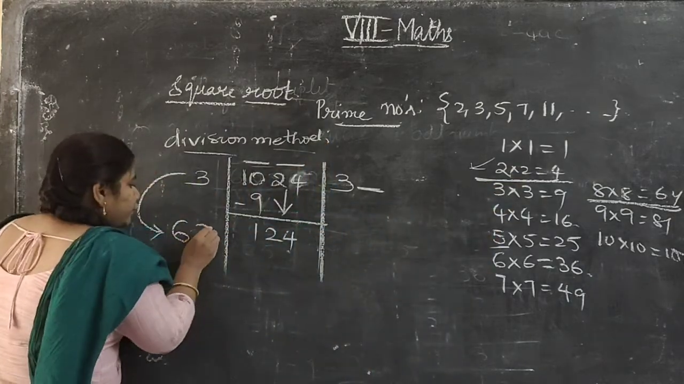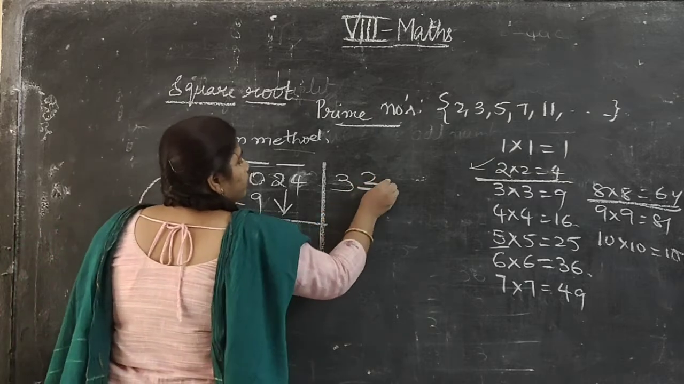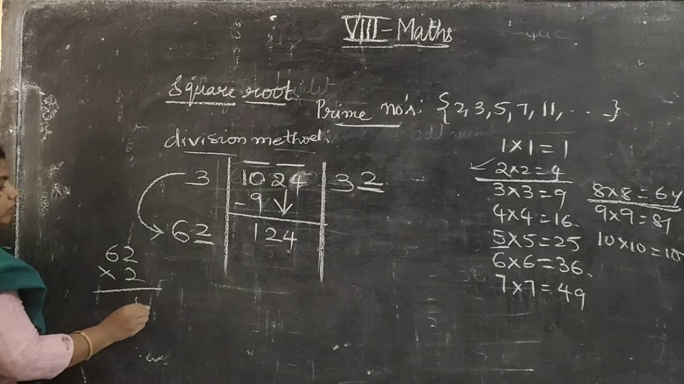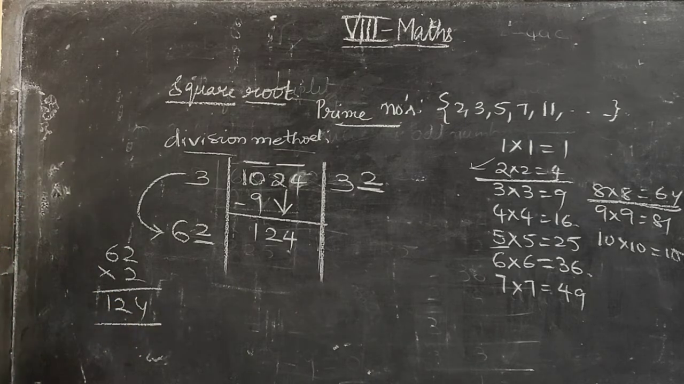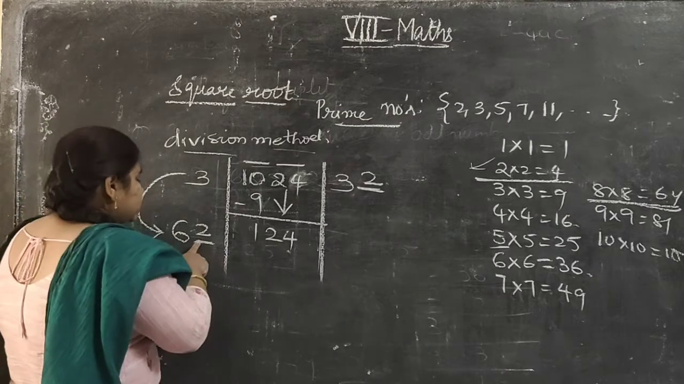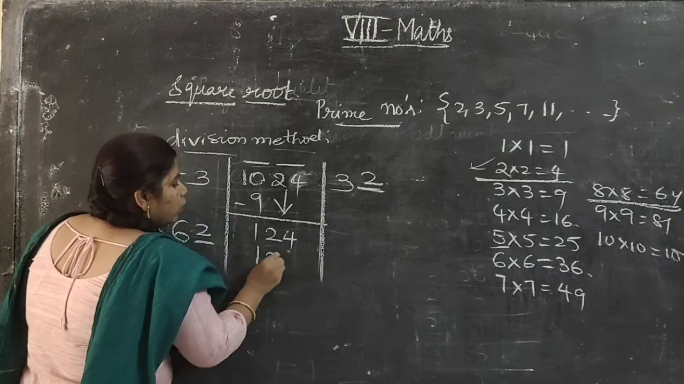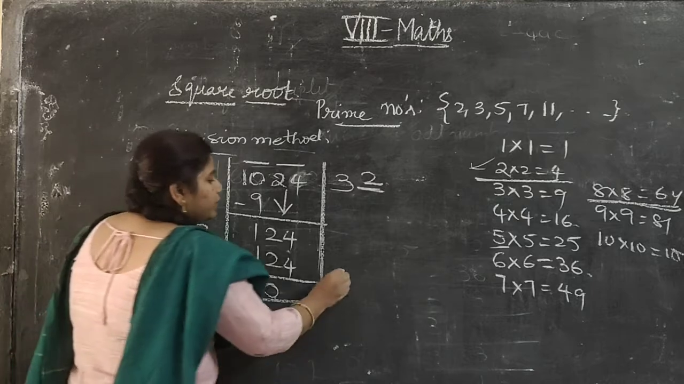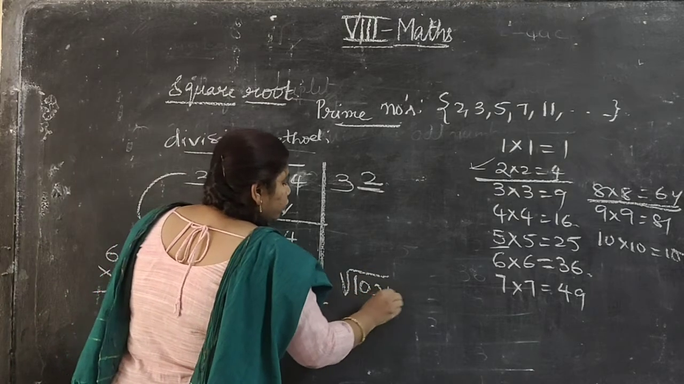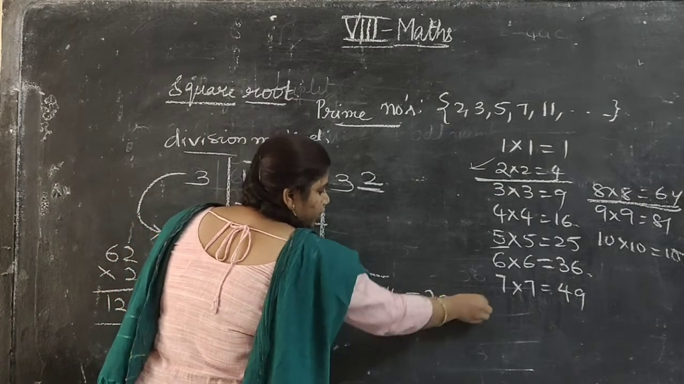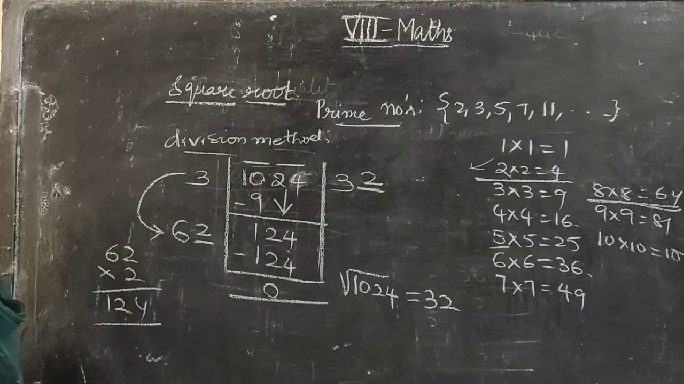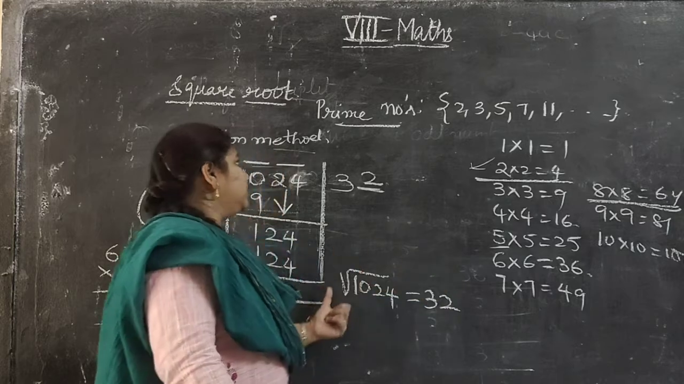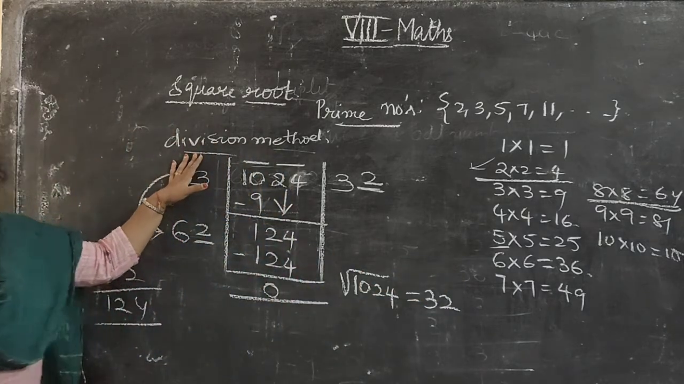So if I multiply 2 here, I also have to multiply with 2 here. So 62 twos are 124. So you got it as 124, and you got the remainder as 0. So what is the square root of 1024? That is equal to 32. So 32 into 32 will be equal to 1024. So this is how you find the square roots by using the division method.